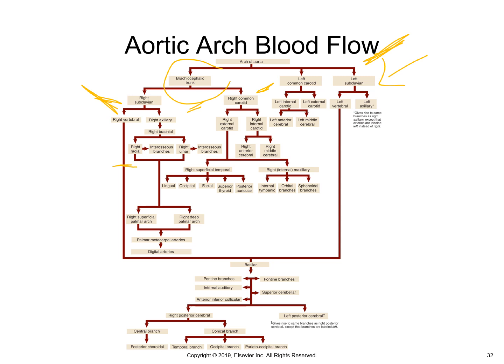Radial and ulnar arteries supply blood to the forearm and also the hand. As far as the radial artery is concerned, that's a place where we check the pulse, at that wrist area.